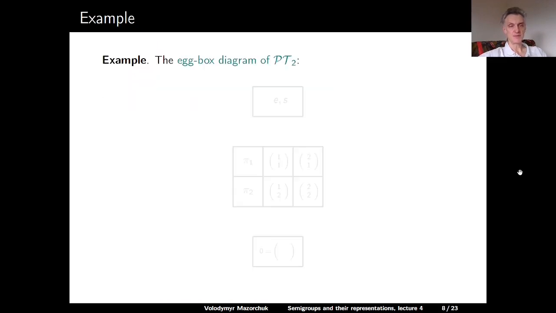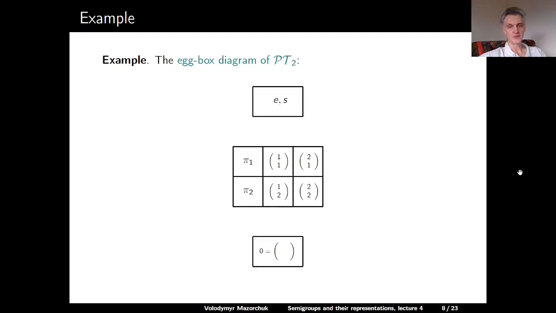Here is an example. During the previous lecture we had the egg box diagram of the partial transformation semigroup PT2 on {1, 2}, and it looked as follows. So we have 3 D classes, which are the same as J classes because it's a finite semigroup.